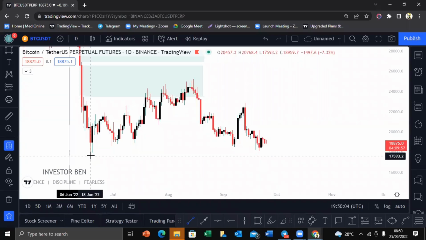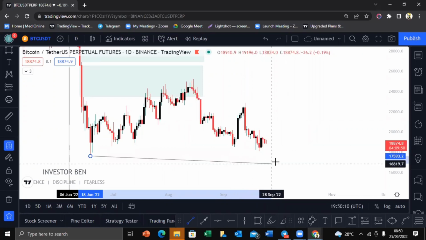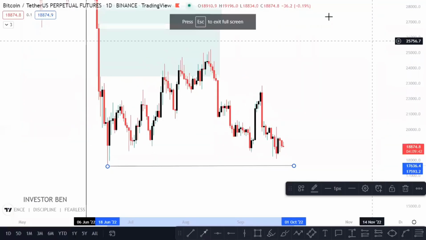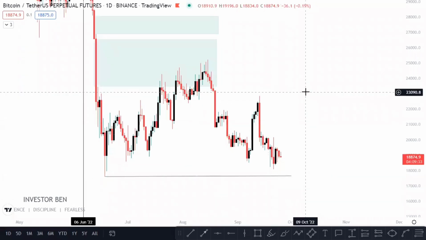So let's try to identify everything, right? This is your previous day low. At this point, this is your previous day low. Let's target it. Okay, your previous day low.